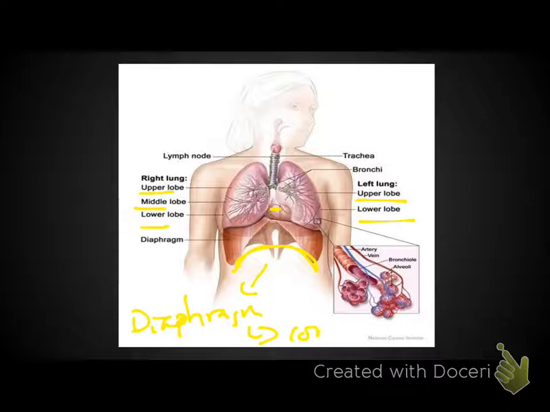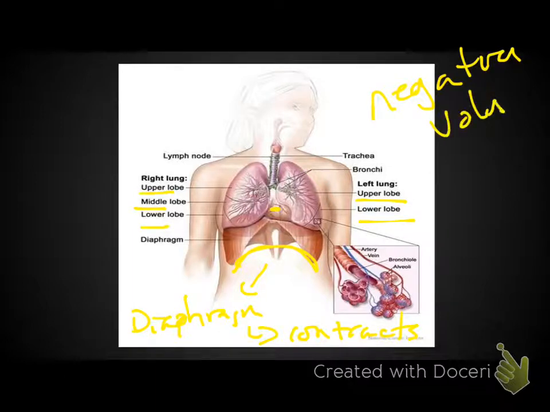contracts, and it creates negative volume. Sorry, not negative volume, negative pressure inside the lungs. So then the air is forced into the lungs. So it's like a vacuum, and it just creates that negative pressure inside, and air rushes in.